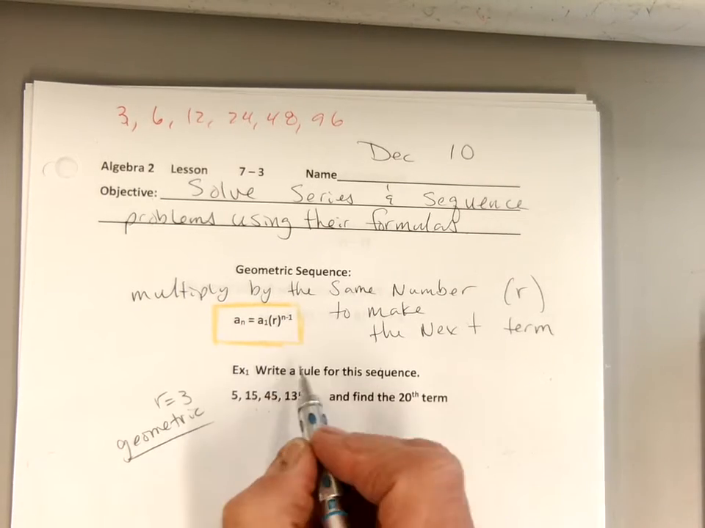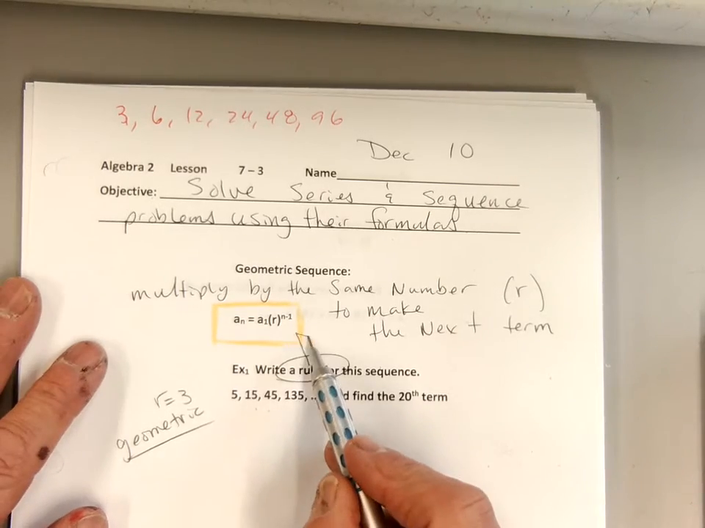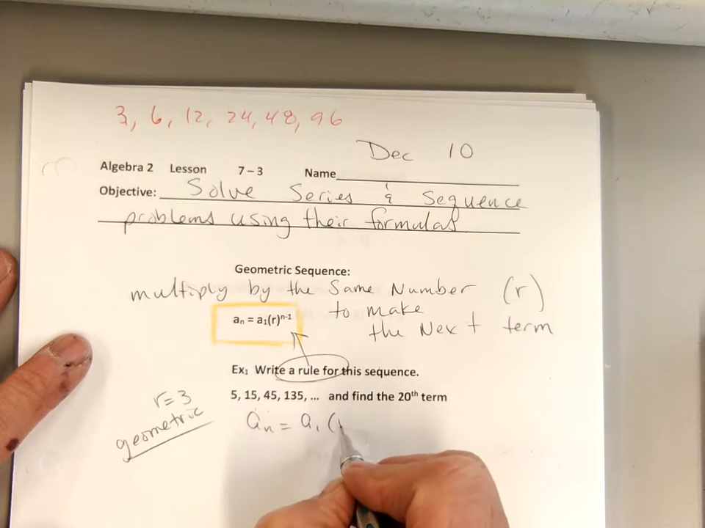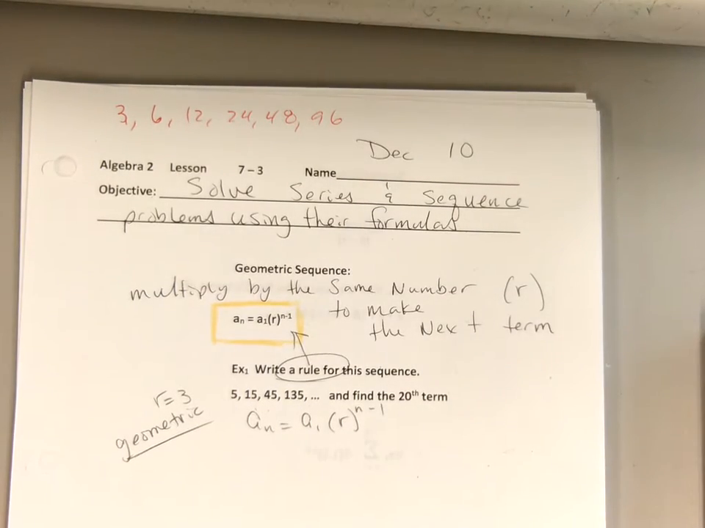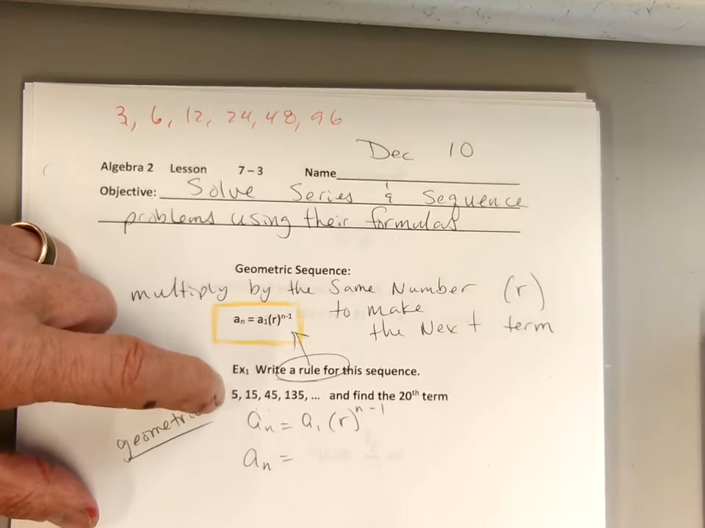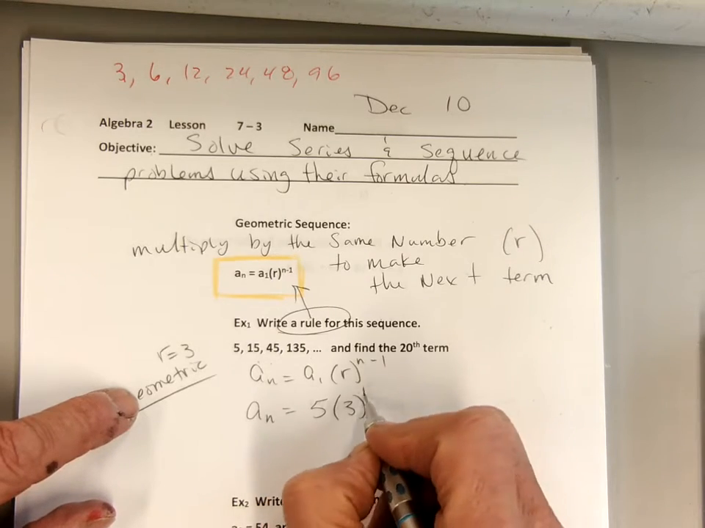Write a rule. Every time I see this, that means formula, right? I've got a formula: a_n equals a_1 times r to the n minus 1, okay? So when I make a formula, I need a variable. What letter is my variable? N, right? Everybody agree? If I need a formula, I need a variable. N is my variable. So in this example, I'm going to go a of n equals, well, a_1. What's a_1? Good. What's my multiplier? My ratio is 3.